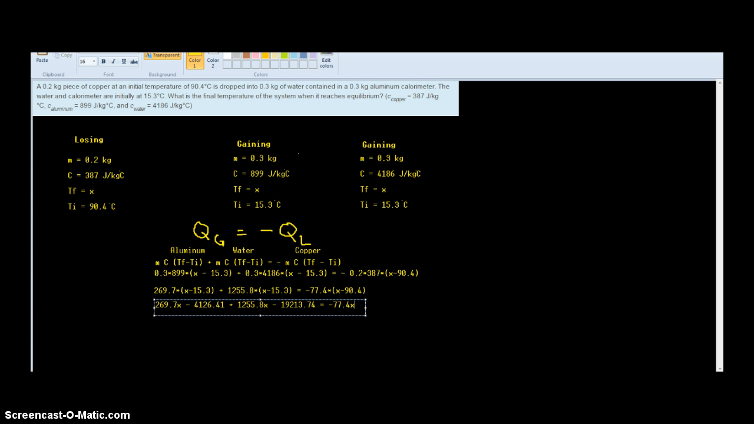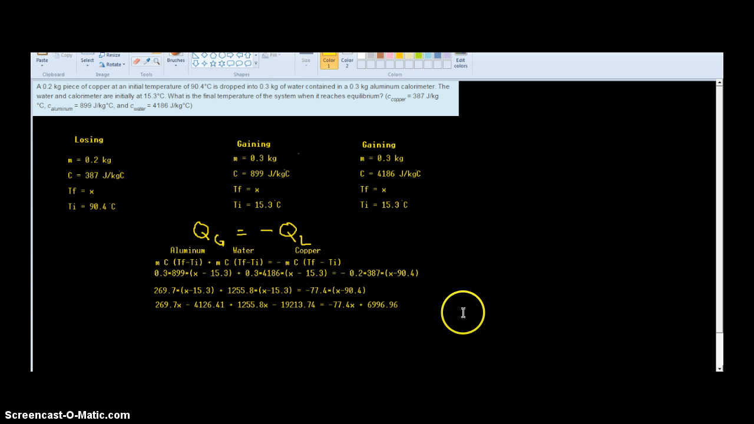Now all equals negative 77.4x, because it's negative. Now, commonplace for another mistake. Don't forget your minus sign here, your minus sign here. A negative times a negative is a positive. So our end result for that quantity will give us 6,996.96. And this then reduces, so this is our reduction of our next set of terms.